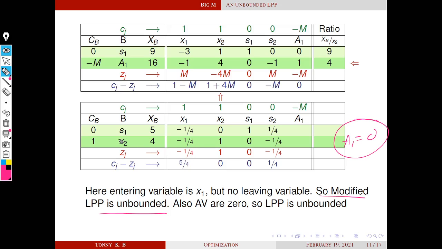Suppose some artificial variable is at non-zero level in this table, then that means the original LPP has no feasible solution. So in total we have 4 cases. We can conclude these 4 cases.